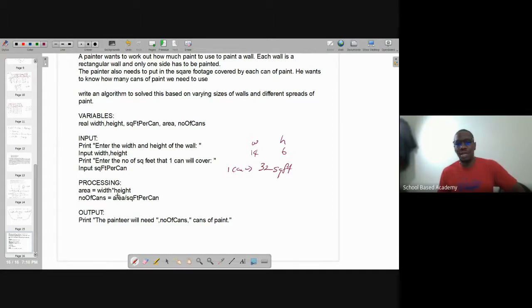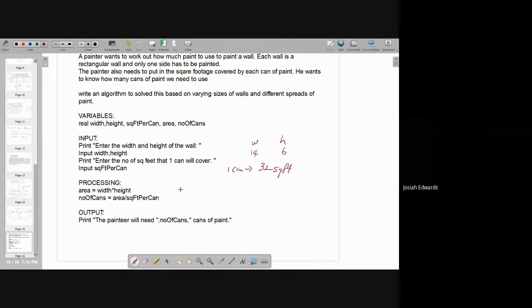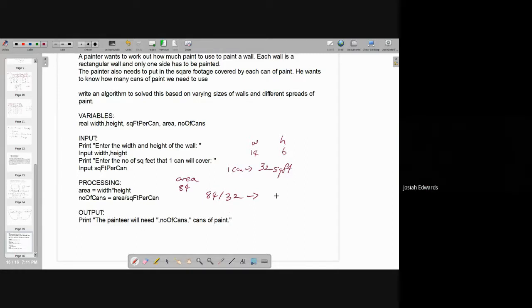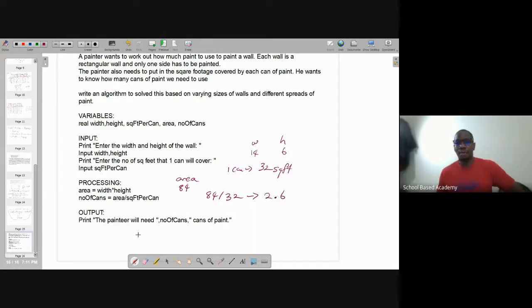Our processing will work the area out to be 14 by 6, which is 84. So we have 84 as the area. And the number of cans will be 84 divided by 32. That's 2 point something, I suppose, 2.6. So my output will look like, the painter will need 2.6 cans of paint.